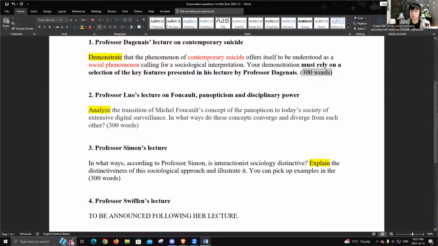So because it's 300 words, I need no more than 3 points max. A point, explanation, a point, explanation, a point, explanation, but also always link it back to why contemporary suicide is a social phenomenon, not just why it's historical, why it's cultural, but why is it social, right?